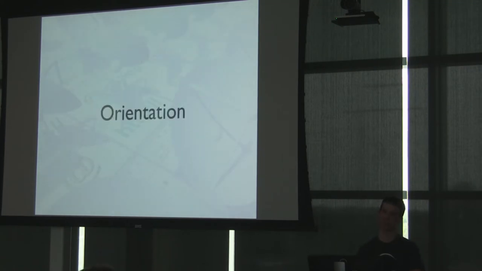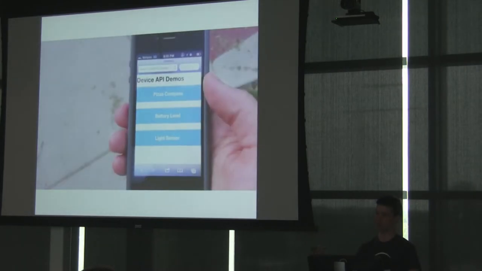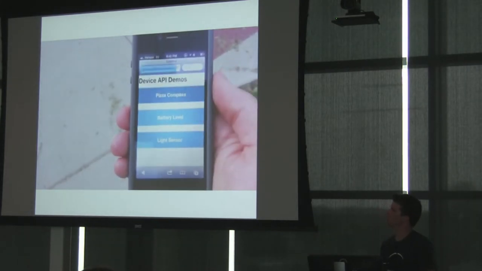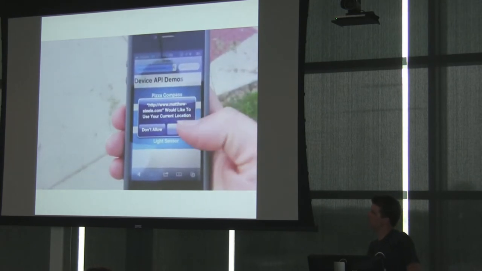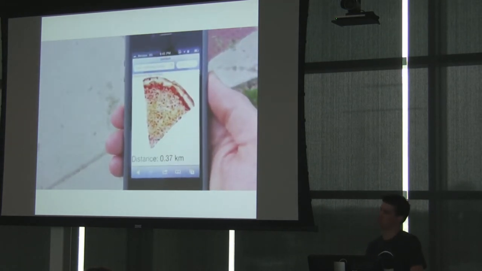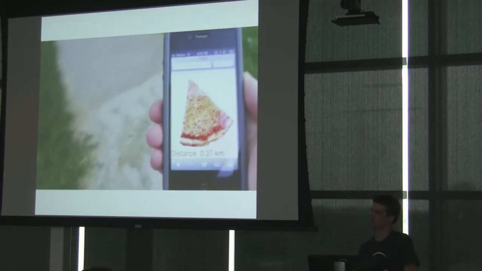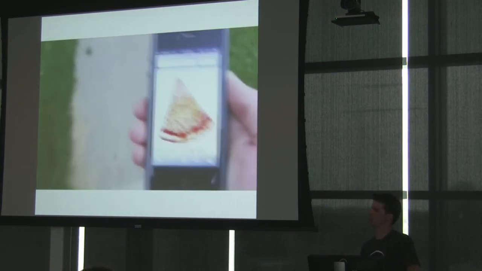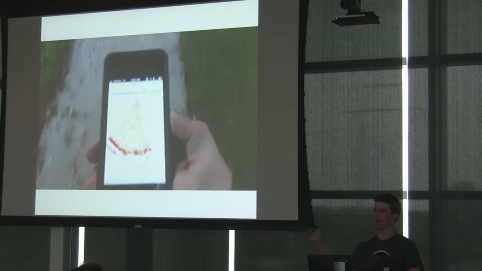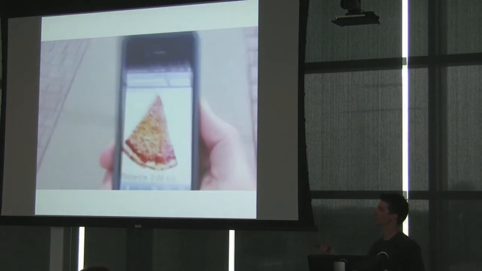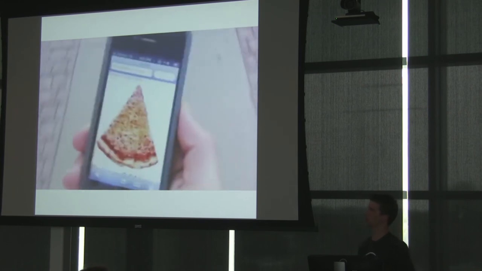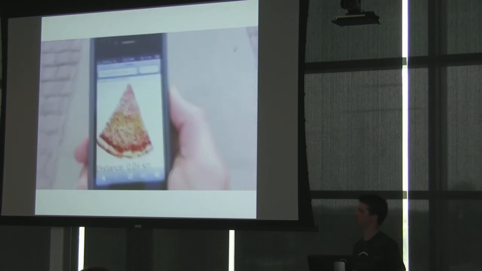So the third is device orientation. That's how your phone is positioned in space. And the best way to show this is probably through a demo. So this is an app that I put together called the Pizza Compass. And basically what it does is it uses the HTML5 geolocation API to get latitude and longitude, and the device orientation to figure out how the device is rotated along the z-axis. And it just shows you where the closest pizza restaurant is using a compass.